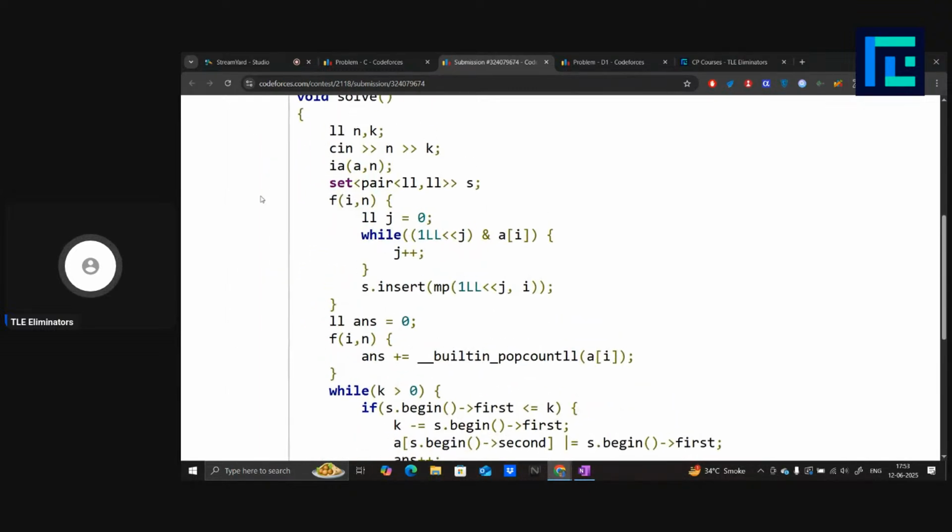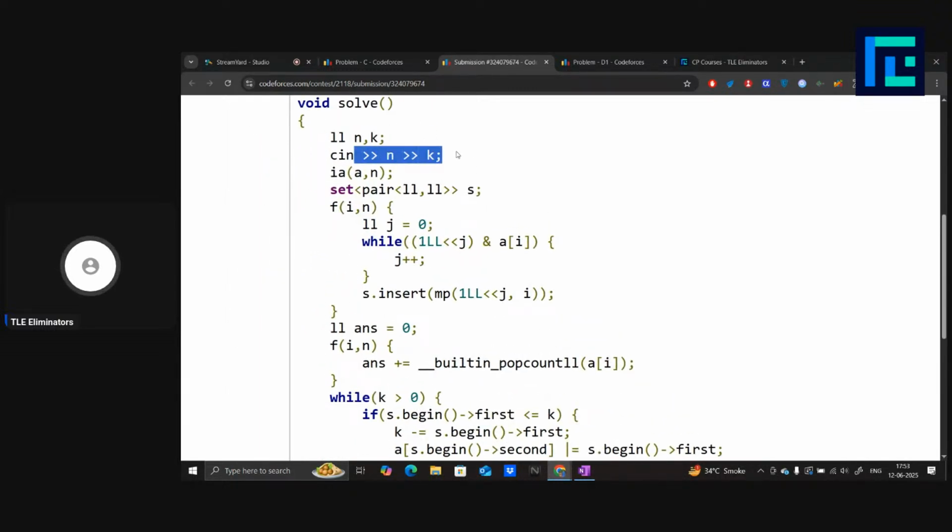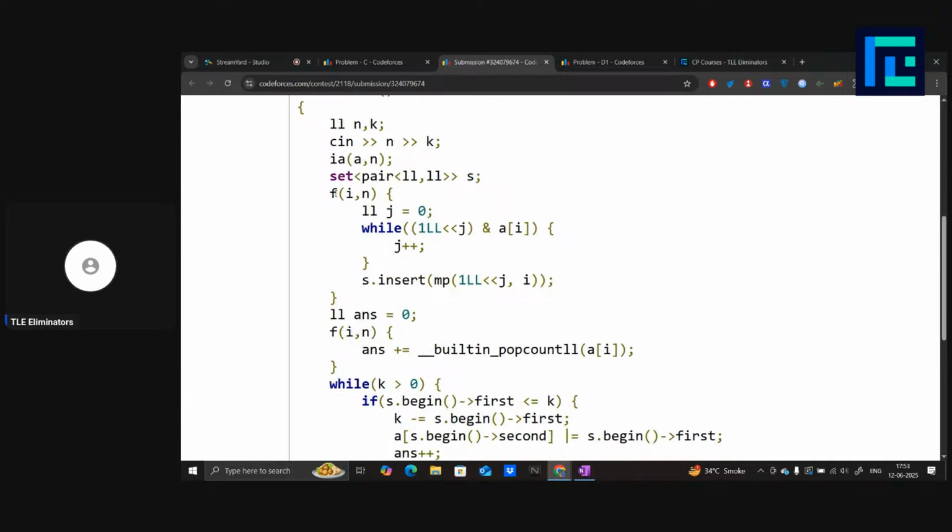So here n, k, c and n, k input a[n]. I have the initial array a of n, and I have a set of pairs where the first element is the number of operations that I need to do, that is, the LSB, the least significant bit, which is 0. And the second one is just the index, for which index this value is there. And I'll just take the input.